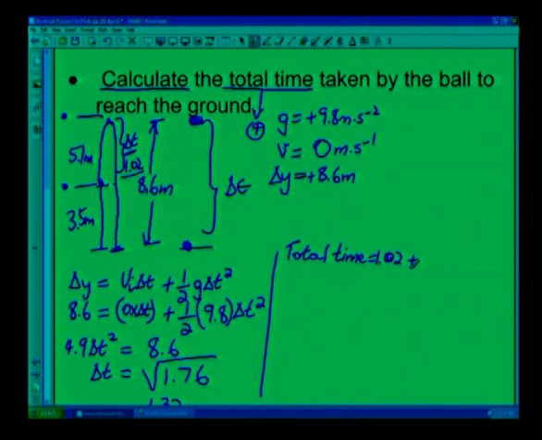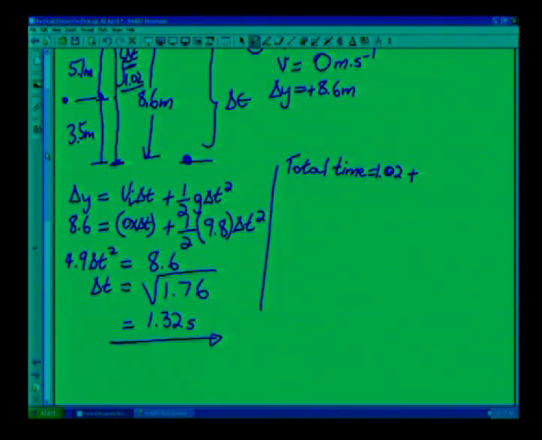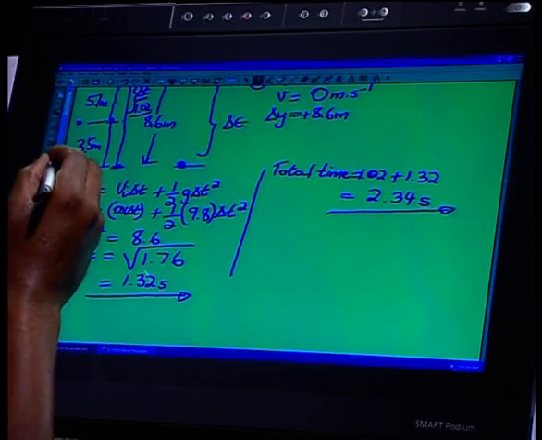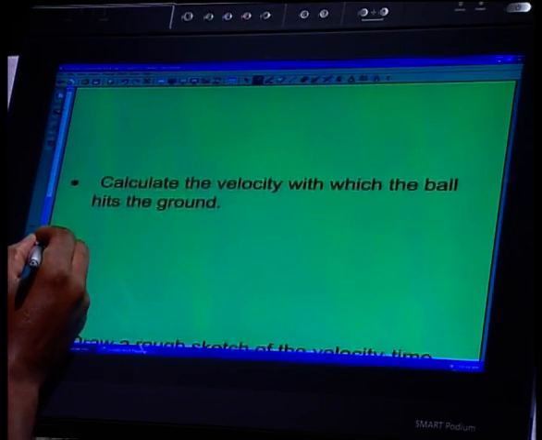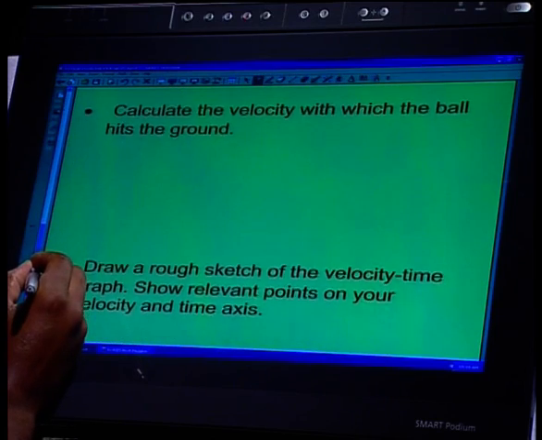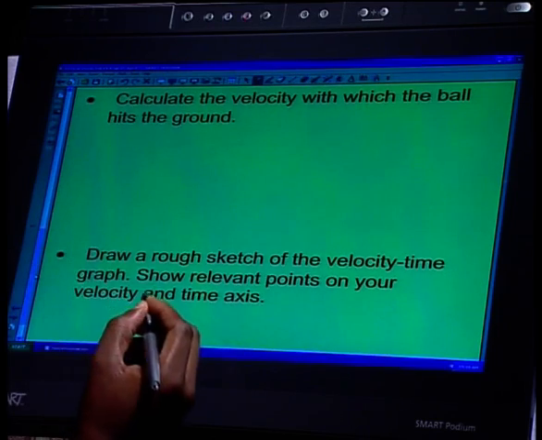What is the time now? Found it to be 1,32 seconds. And what is that? That gives us 2,34 seconds. Okay, so that is the total time. Right, so we've answered that question. Now moving on to the next one, it says calculate the velocity with which the ball hits the ground.